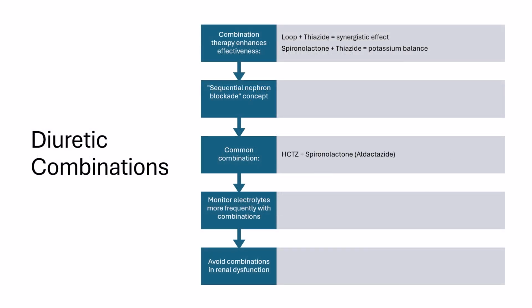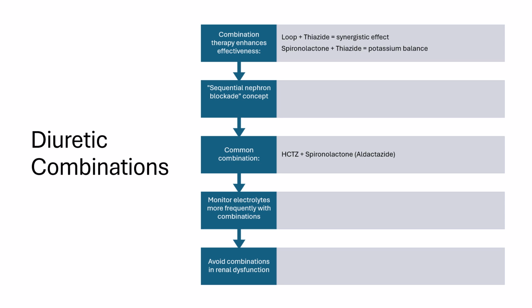Combination diuretic therapy is a concept that might appear on the exam. When we combine a loop diuretic with a thiazide, we get a synergistic effect through what's called sequential nephron blockade, blocking sodium reabsorption at multiple sites in the nephron. A common combination is hydrochlorothiazide with spironolactone, which provides effective diuresis while minimizing potassium losses.